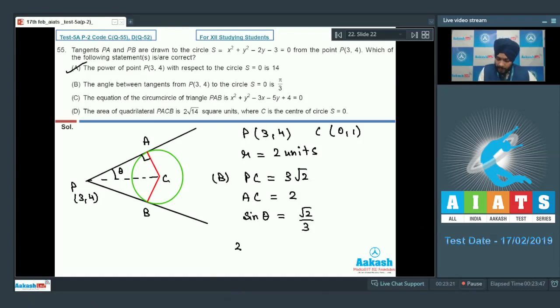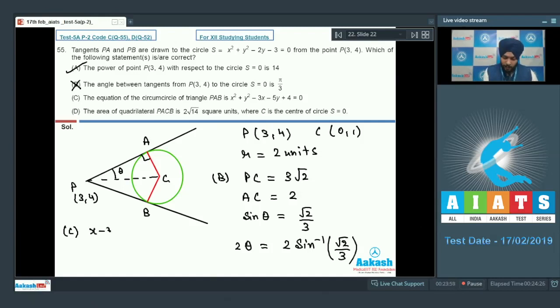Angle between tangents is 2 theta. So 2 theta will be 2 sin inverse root 2 by 3. So don't mistake it for root 3 by 2. So we have option B obviously wrong because the angle is not pi by 3. The equation of the circumcircle of triangle PAB. Students, it is a very basic property that the circumcircle of this particular triangle PAB passes through the center of the circle also. Okay. So that means PC are the endpoints of the diameter because PAC and PBC are already right angle triangles. So for C part, we have to write the diametric form using points P and C.